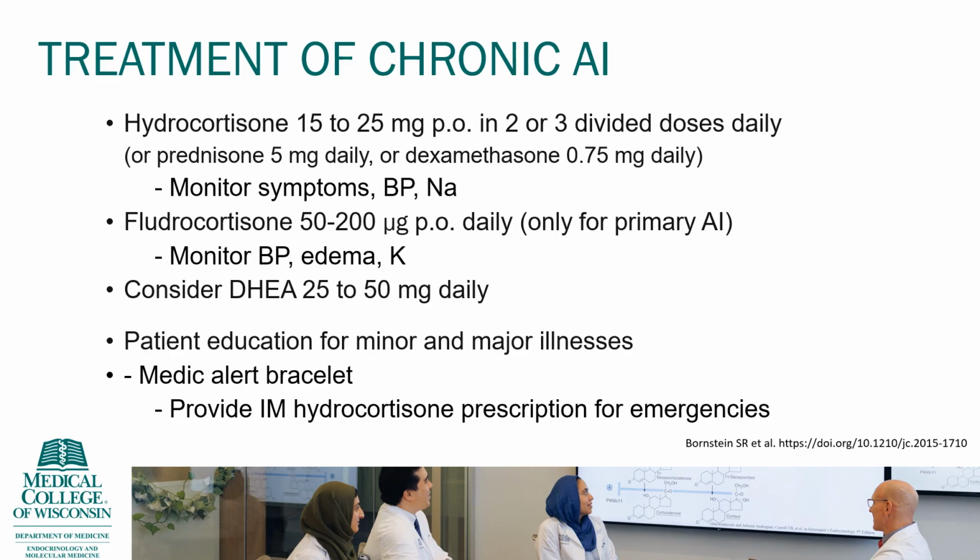Patients also need to be educated on what to do if they have an illness, which we'll talk about in just a minute. And we suggest that they should have a medic alert bracelet that notifies first responders that they have adrenal insufficiency. And all patients should have an emergency intramuscular hydrocortisone injection kit. So if they develop problems with nausea, vomiting, and can't hold down their hydrocortisone, they can give an IM dose and then be seen promptly for medical attention.